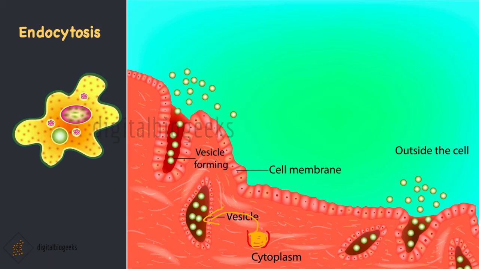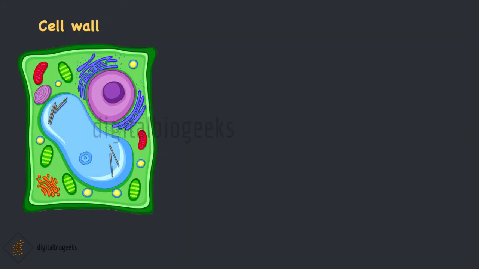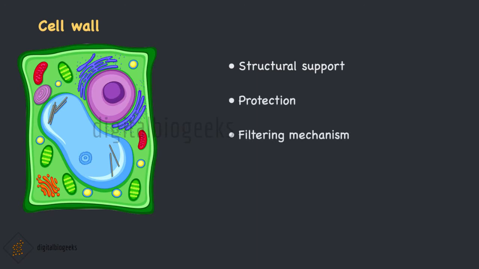Now let's learn about the cell wall. In plant cells, in addition to plasma membrane, there is another rigid outer covering. It is called the cell wall. Here you can see this is the plasma membrane. This layer is the plasma membrane and this is the cell wall. This is the rigid cell wall outside the plasma membrane. It provides the cell with structural support and protection. The cell wall also acts as a filtering mechanism and is made up of cellulose.